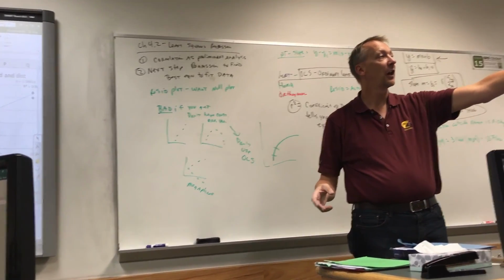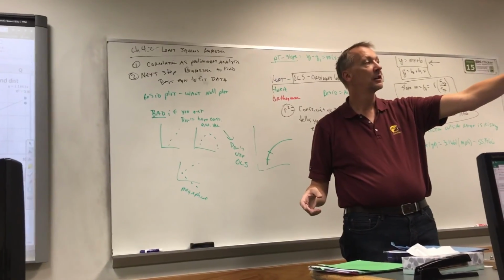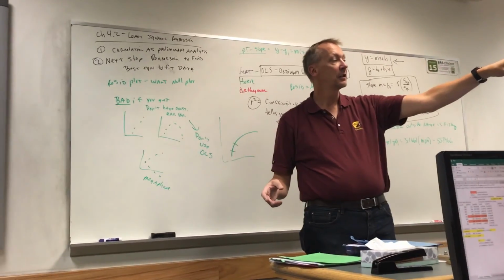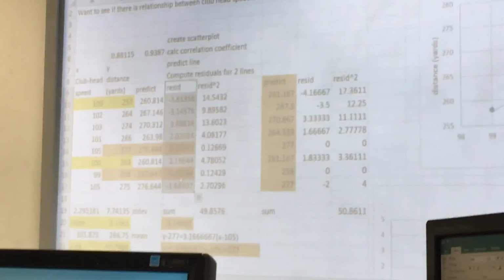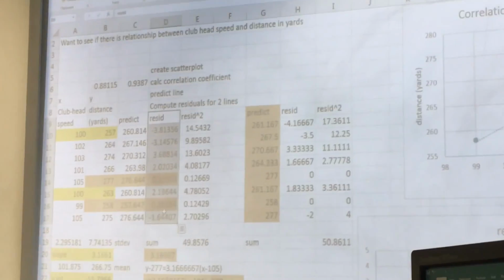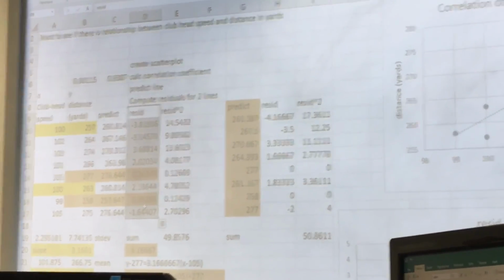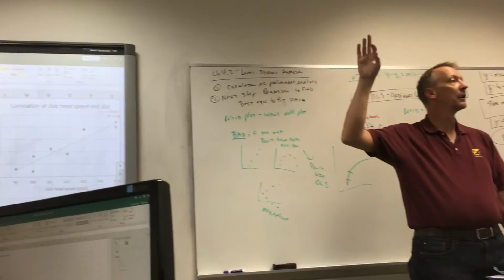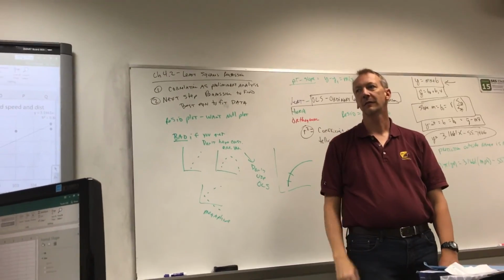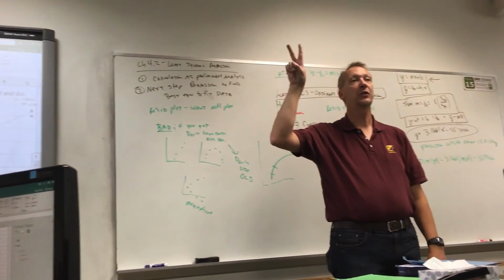You had a question? I was just wondering how you made your residual plot. It's the club head speed, in this case your x, versus your residuals. You could make another one there. Will you put that online? I will. Any other questions? Are we doing the quiz on Excel? No. Okay. So quiz tomorrow in 2 sections.